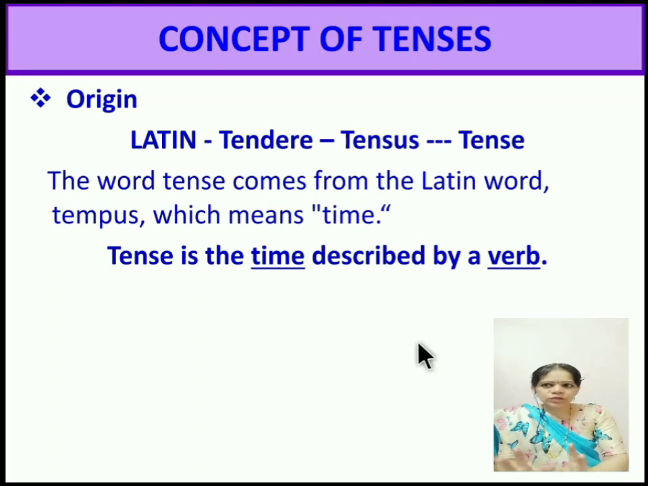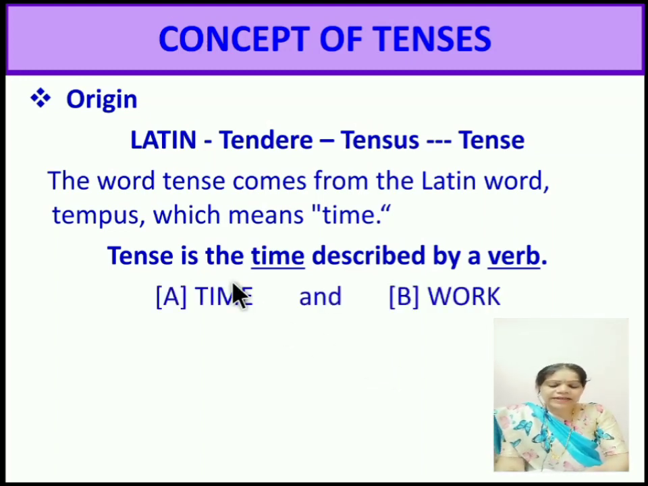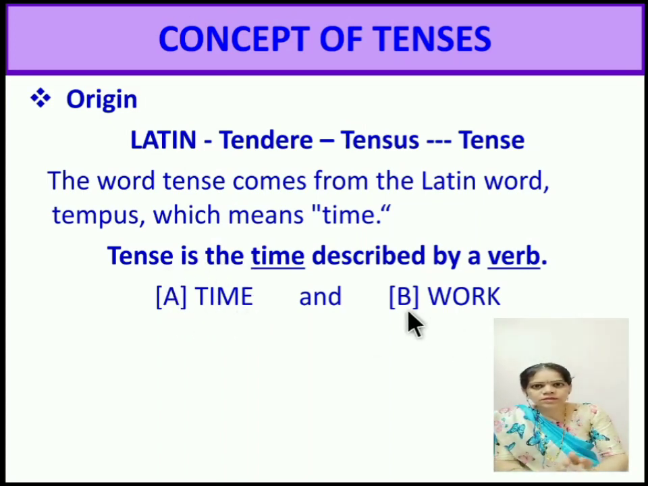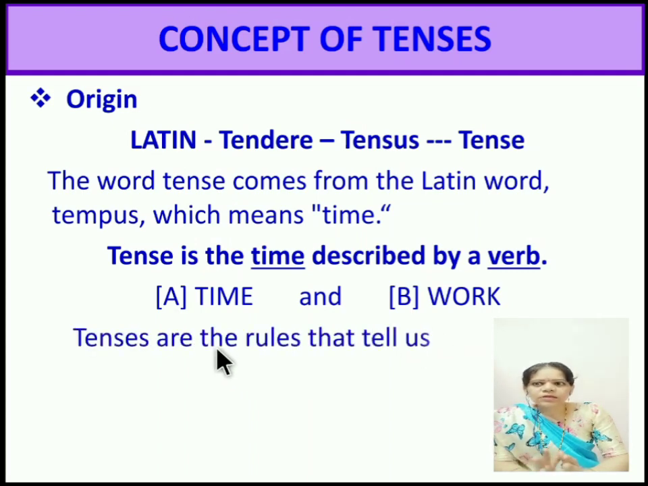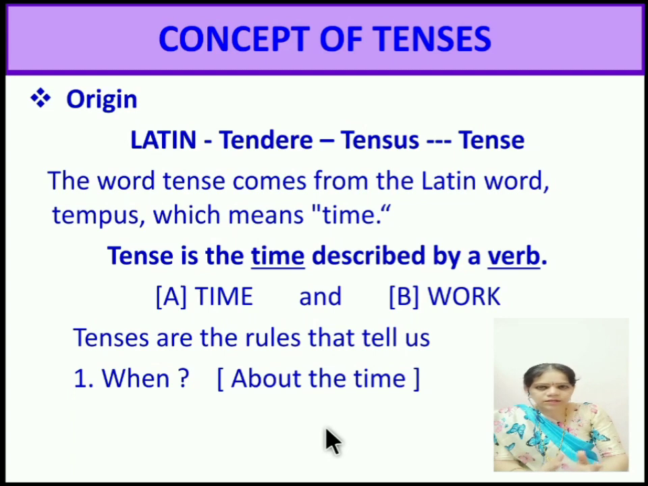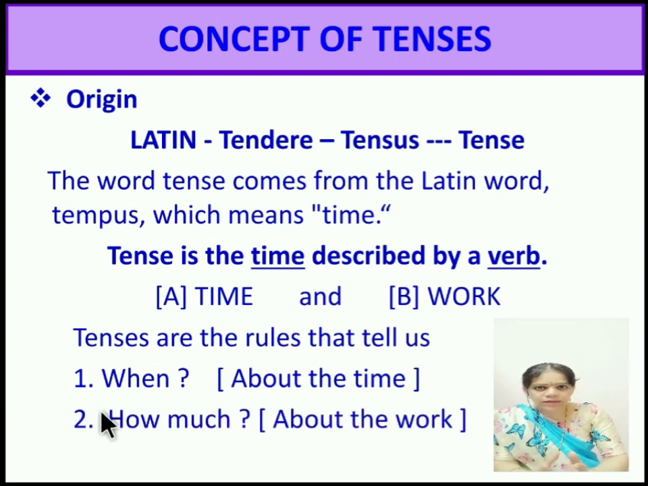So there are two concepts dealt with in tenses. One is the time and the second is the action or the work. Tenses are the rules that tell us when, about the time, when the action is to be done, and how much, about the quantity or the quality of the work that has been done. How much of the work is done.